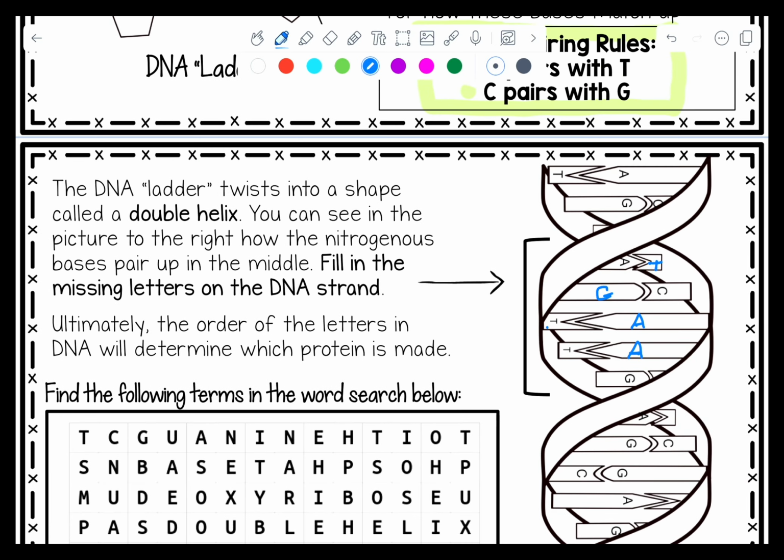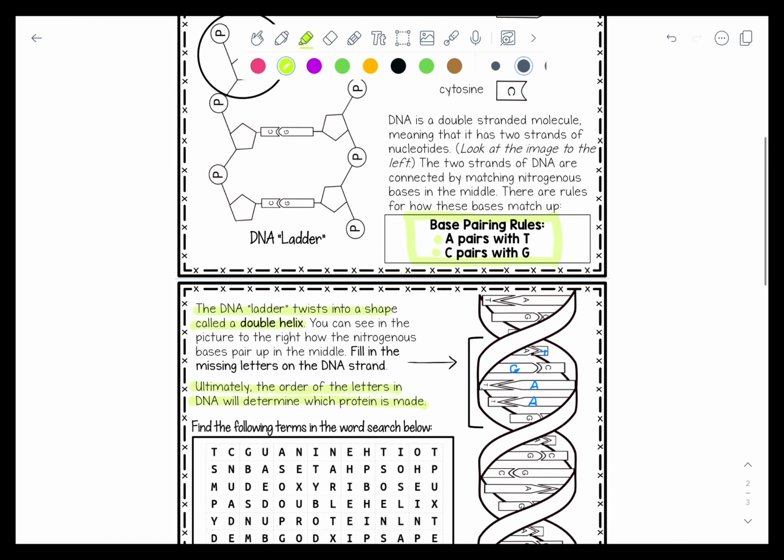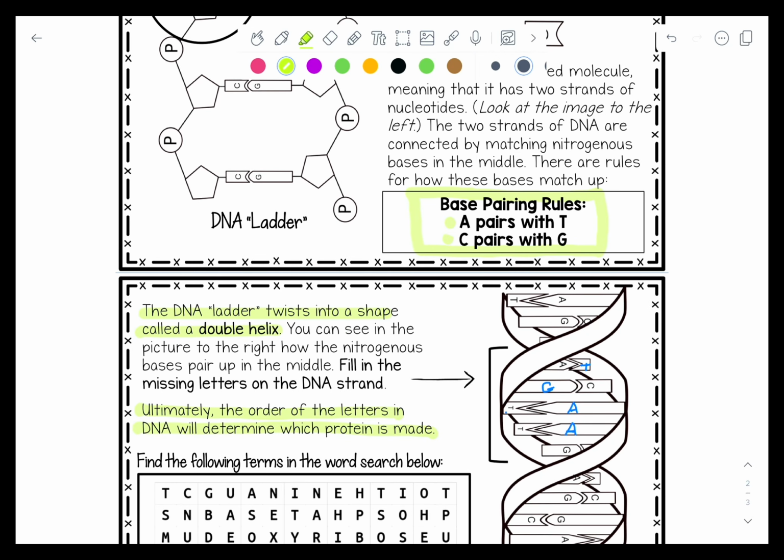As far as highlighting this section, we're going to highlight the section right here that says the DNA ladder twists into a shape called a double helix. Ultimately, the order of the letters in DNA will determine which protein is made. And that's one of the things that we will talk about in this unit, called protein synthesis, and that has everything to do with how DNA is wrapped in that double helix.